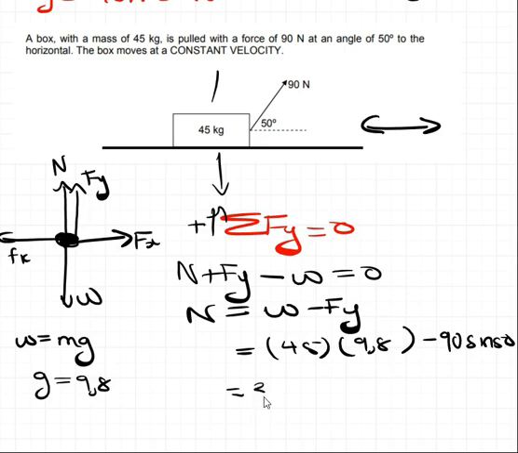372.06. So we have a 372.06. Now remember that force is measured in newtons and it's a vector, so it must always have both magnitude and direction, so it's upwards.